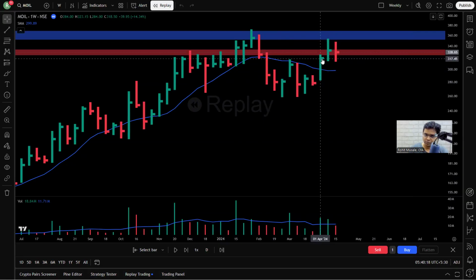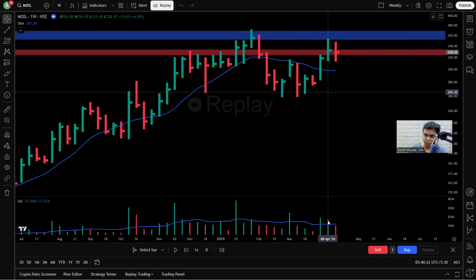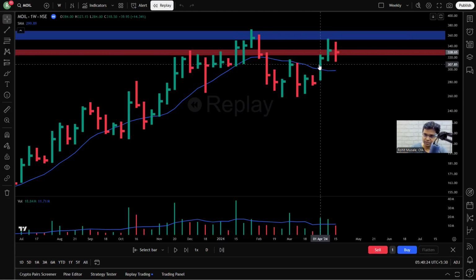Strong closing means the closing is above the midpoint of the bar, closing near the high of the bar. That too on high volume. This is not institutional selling, it is institutional buying. By the way, look at here the volume, the number of shares traded.